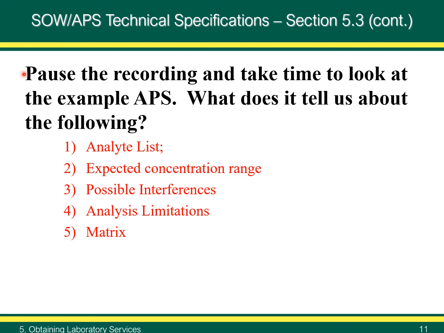Stop and take some time to look over pages 1 and 2 of our example APS for milk being analyzed for strontium-90. What does the APS tell us about the analyte list, the expected concentration range, possible interferences, analysis limitations, and matrix? When you have identified these items, please resume the recording.